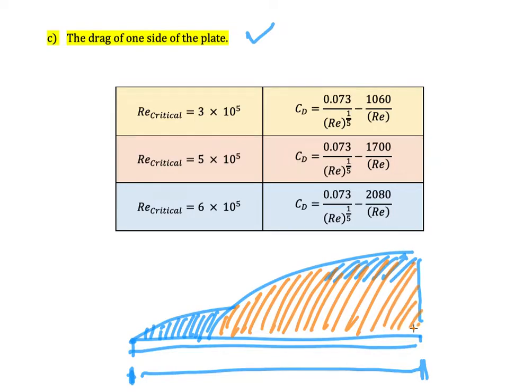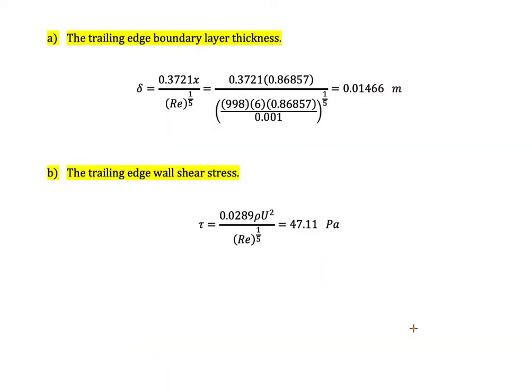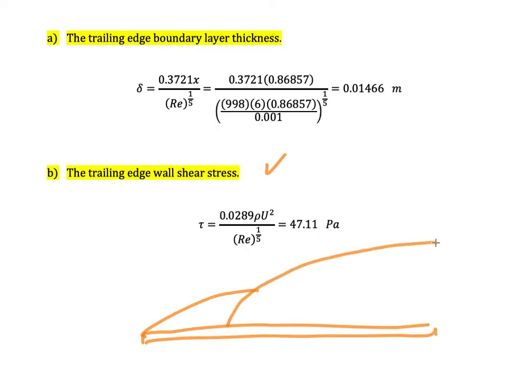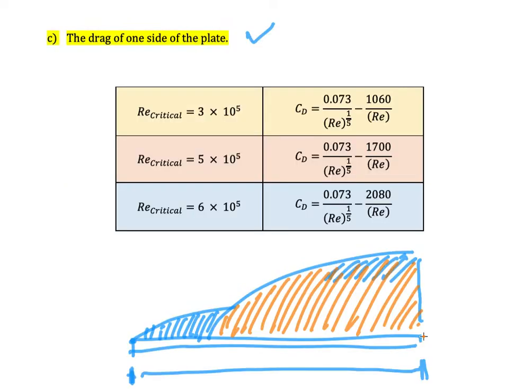Some students will confuse this with the idea of shear stress. For shear stress, we are only calculating the shear stress at this point only. That's why we could use the equation for the turbulent boundary layer, because we are calculating shear stress at this point only. But for drag force here, you need to calculate all the things that give force on the flat plate.